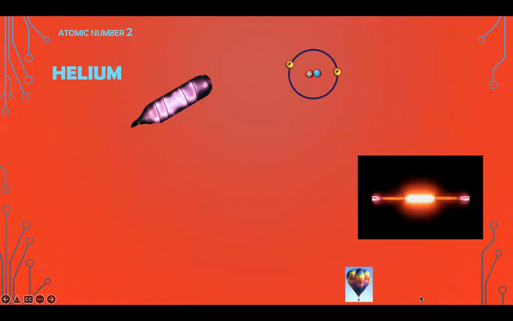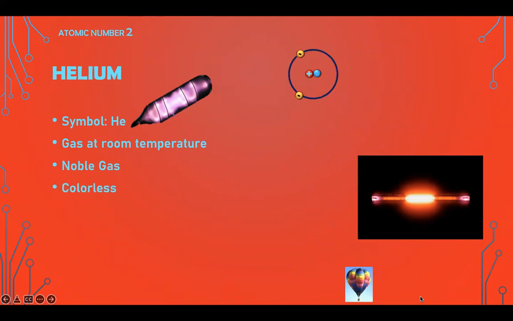Helium has an atomic number of 2 and its symbol is He. It is a gas at room temperature. Helium is a noble gas, which means it is non-reactive. All noble gases are pretty non-reactive because their outer shells are full of 8 valence electrons. Helium is a colorless gas and it is non-reactive like all the noble gases. It's odorless and non-toxic, unlike hydrogen. Hydrogen is pretty reactive.